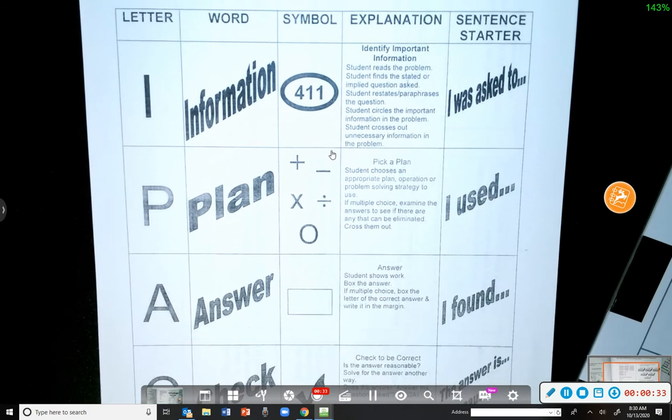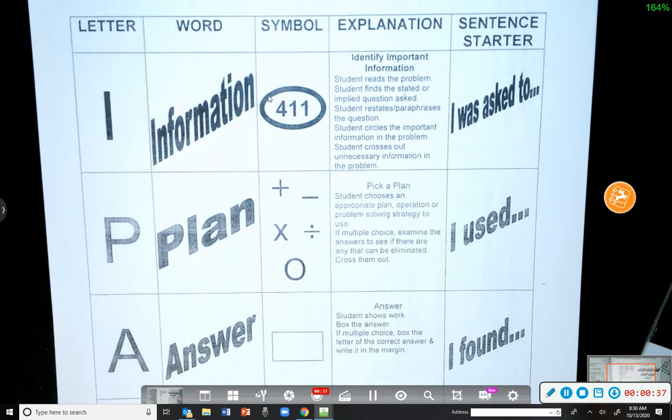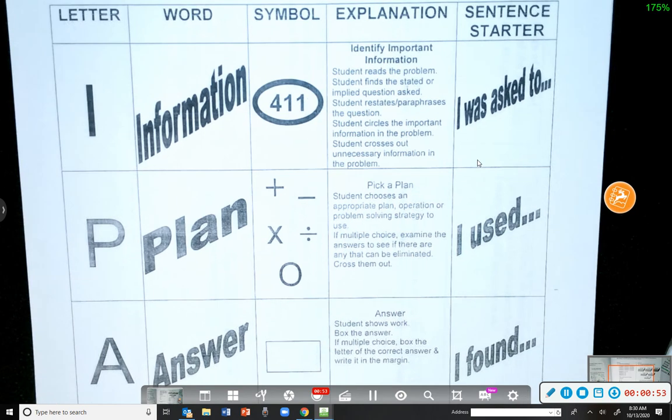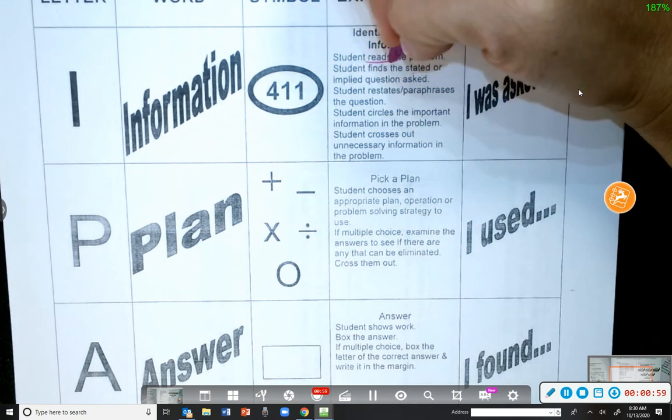You need to identify important information. So you can circle it. I'm not really concerned about how you find your information. You can highlight it, you can underline it, you can circle it. It doesn't matter, as long as you're going back in the problem and figuring out what is important to solving it, okay? So it says here, the student reads the problem, okay?